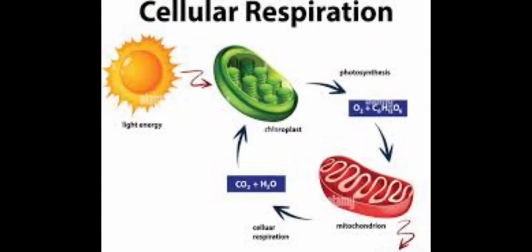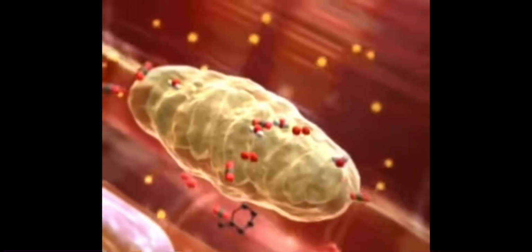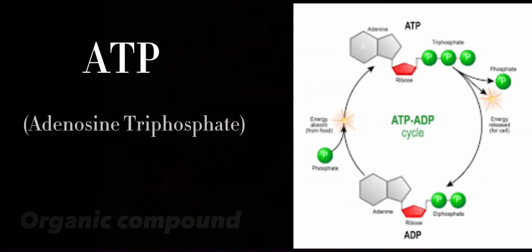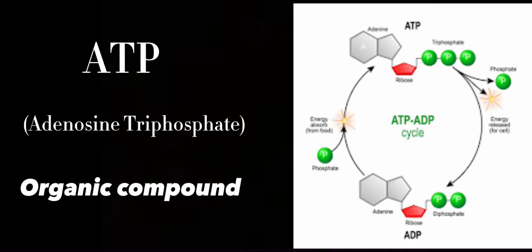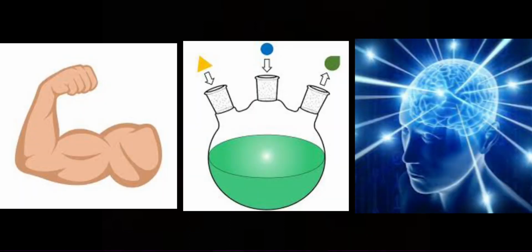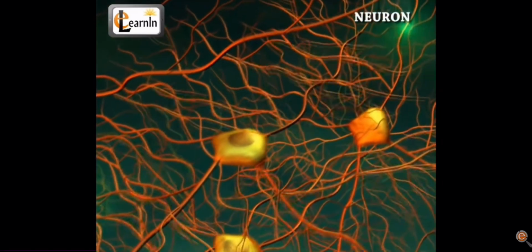Cellular respiration is the process by which food and oxygen molecules are broken down and glucose, which is sugar, is turned into ATP. ATP, or adenosine triphosphate, is an organic compound that provides energy for certain functions like muscle contractions, chemical synthesis, and transmits signals across nerve fibers to help nerve cell membranes.